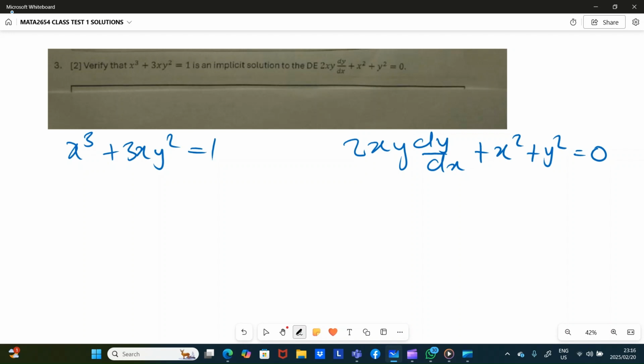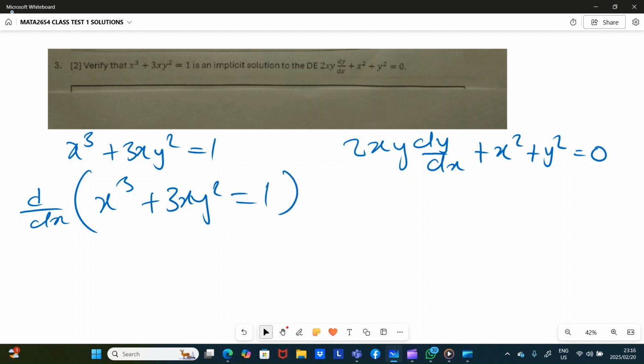So we put dx everywhere. Let's take d by dx of everything. Remember from calculus 1 that when you are doing implicit differentiation with respect to x, where you are seeing y, you have to keep y prime. When you are deriving anything that is related to y, you have to keep y prime. So what is the derivative of x to the power 3? That is just x squared. We are done with the first term.